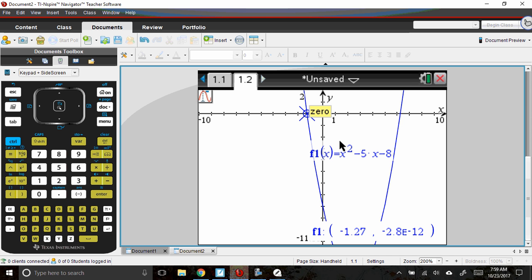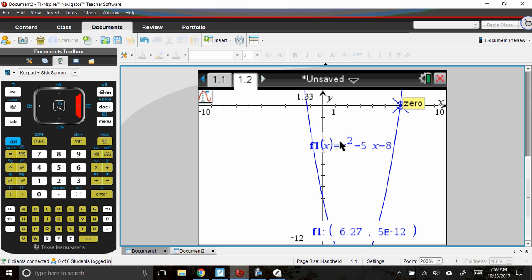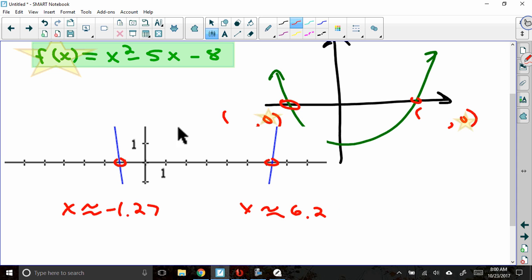Okay. And if I keep on cursoring over the other way to the right, it looks like the other one is about 6.27. Okay. So one thing that I should probably point out is a lot of times the decimal portion of these answers is going to be the same.